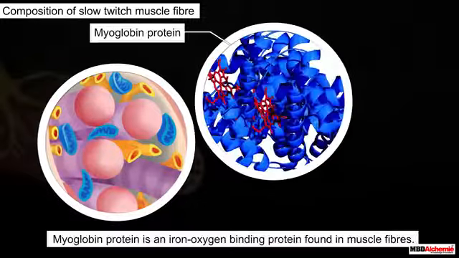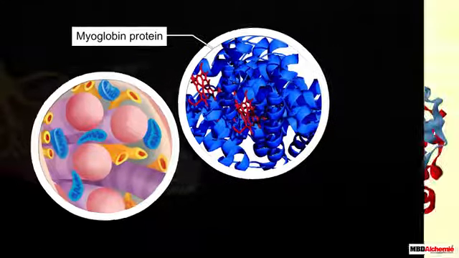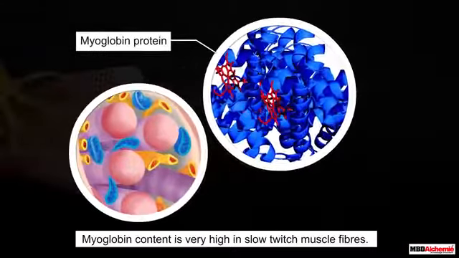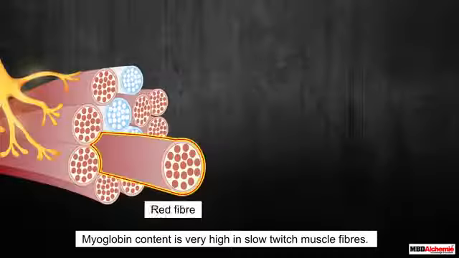First is the myoglobin protein. It is an iron-oxygen binding protein found in muscle fibers. It is similar to the hemoglobin present in red blood cells. Myoglobin content is very high in slow-twitch muscle fibers. Thus, these muscles are also called red fibers.